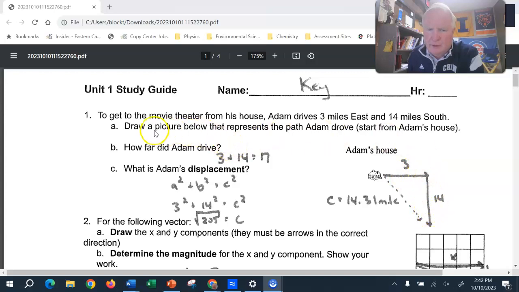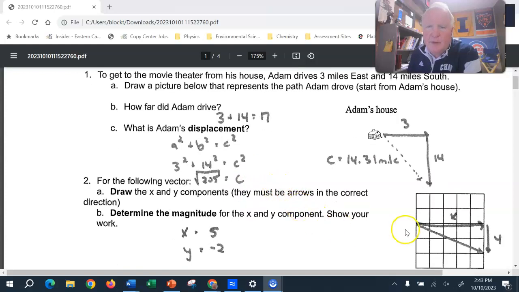And then it asks us to draw the picture, which is what those straight lines are. It asks, how far did Adam drive? Well, that's the distance, so we just add 3 plus 14. And then it says, what's Adam's displacement? Well, the displacement is the distance from where he started to where he finished, which is this dotted line. We had to know that definition. And then we would just do a squared plus b squared equals c squared to get that distance. Remember, when you do this, you have to take the square root of this number, because we're not solving for c squared, we're solving for c.